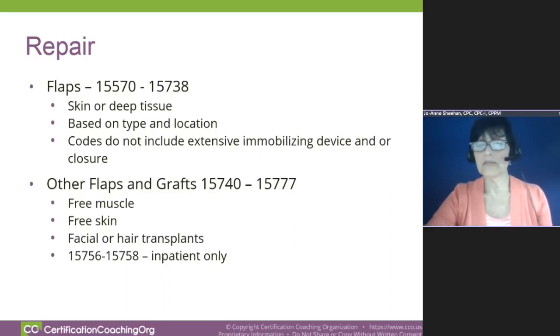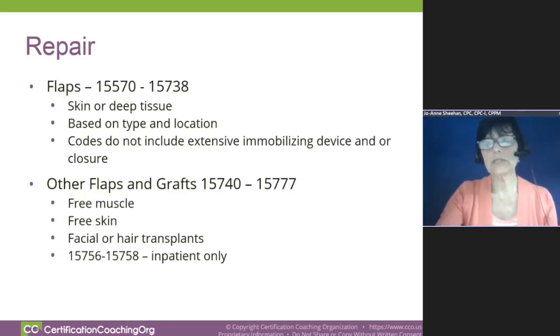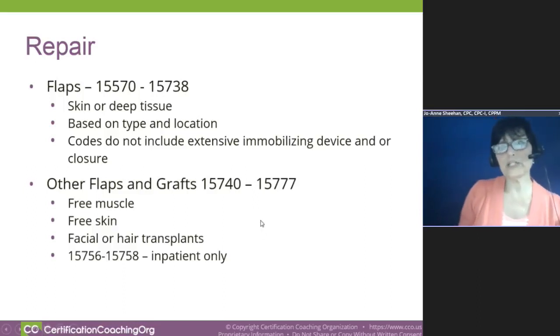15756 and 15758 can only be used in an inpatient setting. And again, it's Part B physician billing, using an inpatient location to do the operation. They can do pre-op and post-op in their doctor's office. These are not PCS codes, okay? So that would be done in the inpatient.